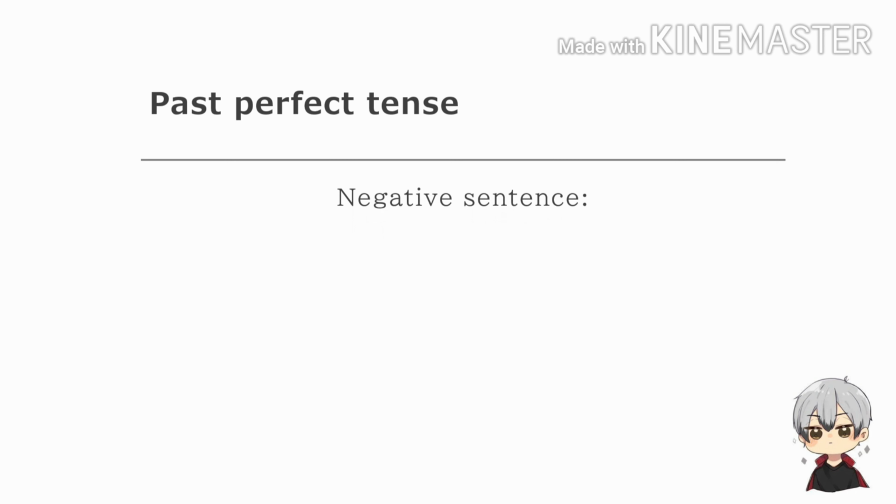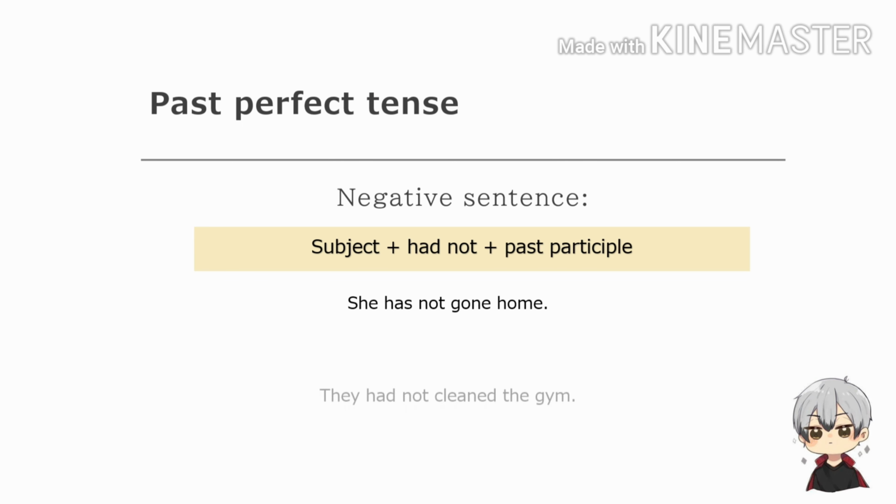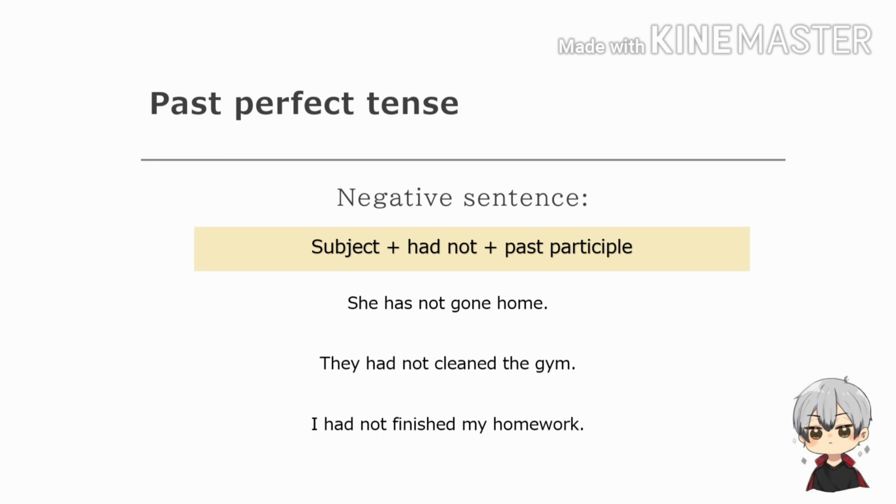For the negative sentence, we'll be using subject plus had not plus past participle. She has not gone home. They had not cleaned the gym. I had not finished my homework. She, they, and I here are the subjects, while three of them would either use has not or had not for the negative sentences. And lastly, gone, cleaned, and finished are the past participles.